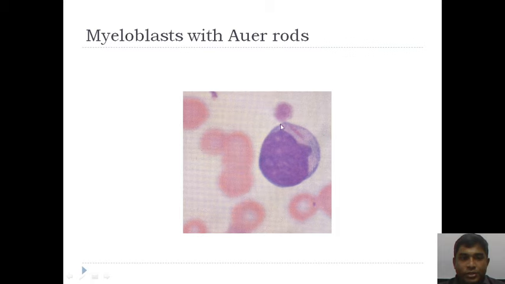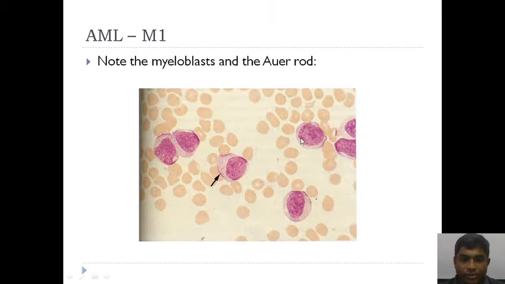So how does a myeloblast look, and how does it differ from a lymphoblast? It is a large cell and it has moderate to abundant cytoplasm compared to a lymphoblast, and the cytoplasm has thin linear structures called Auer rods. So here you can see a large cell with abundant cytoplasm, and a thin linear, rod-like structure within the cytoplasm, what we call an Auer rod. The presence of an Auer rod defines a myeloid lineage.